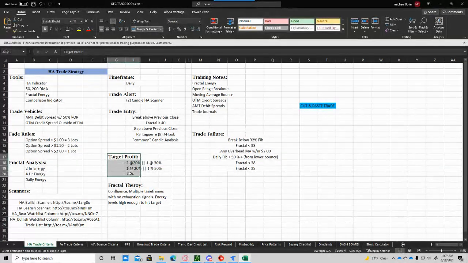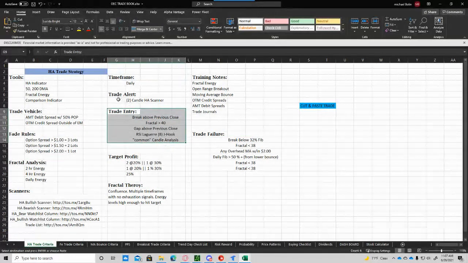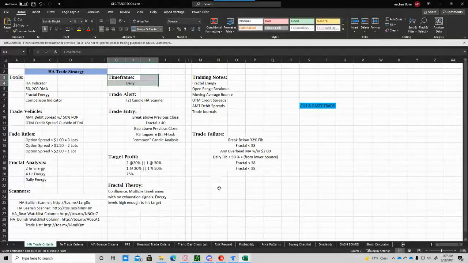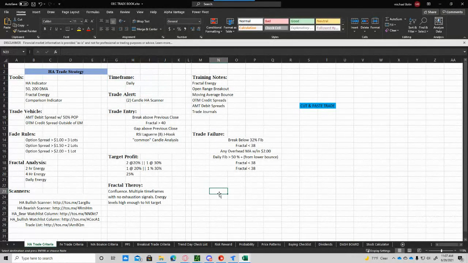What kind of profit targets was I going to focus on? What would be a trigger for trade entries? What would be a trigger for trade alerts? What time frame would I be doing that analysis on? So you can see that there's not a lot of complex parts to a strategy, although it can become as complicated as you want it to be. It doesn't need to be.